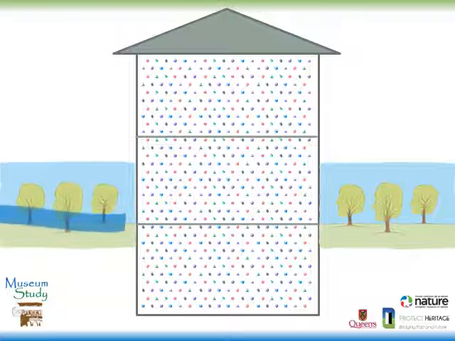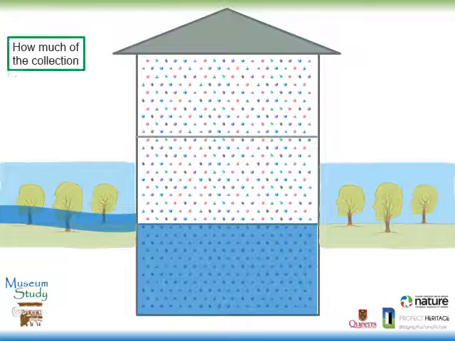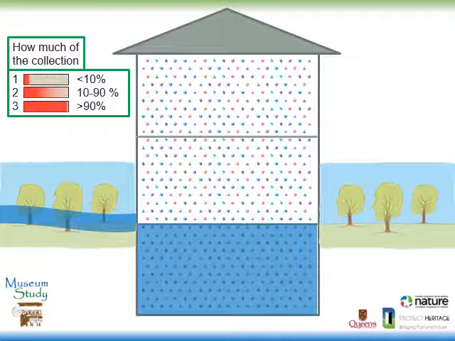Now let's imagine a situation where there's a flood of surface water that fills the basement with water. Now our first question would be, how much of the collection do we think will be affected? 1, 2, or 3? Well, it looks like it's about a third of the total collection, so that would be, say, 30%, or number 2.